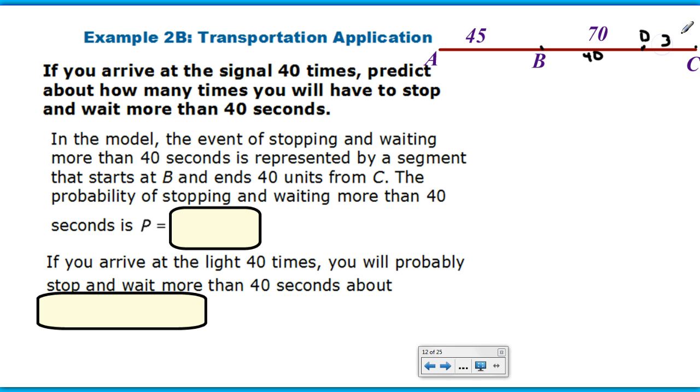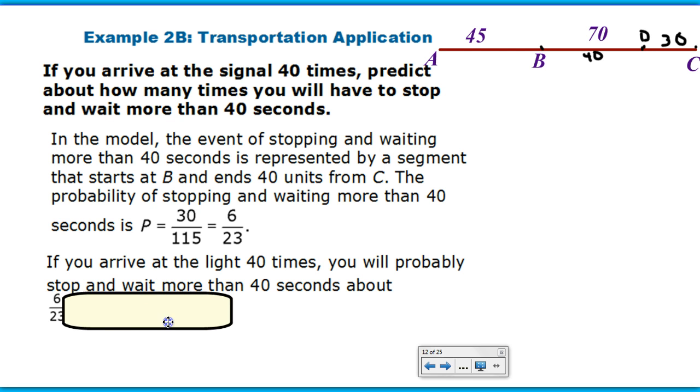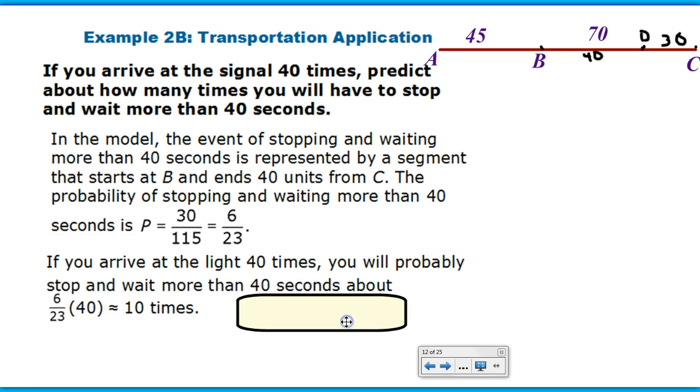30 seconds. So the probability of arriving at the light and waiting for greater than 40 seconds would be 30 over the entire 115, right? And that can be simplified to 6 over 23. So there's your probability. If we arrive at the light 40 times, you will probably stop and wait for more than 40 seconds how many times? We simply take the probability we found and multiply by 40 times. And so we have approximately 10 times we will wait more than 40 seconds at this light.